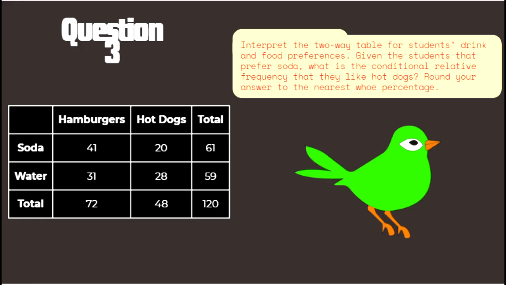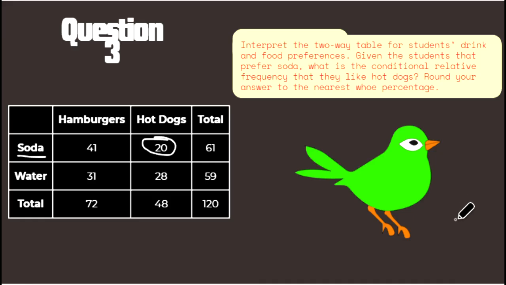Here's question 3. Interpret the two-way table for students' drink and food preferences. Given the students that prefer soda, what is the conditional relative frequency that they like hot dogs? Round your answer to the nearest whole percentage. Now I'm a little confused on this one because before it was saying we should use this one as the denominator. But now it's telling us we should use this one. So pause it, figure it out, come back.